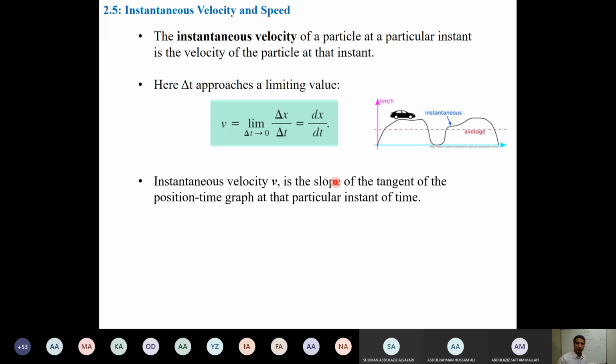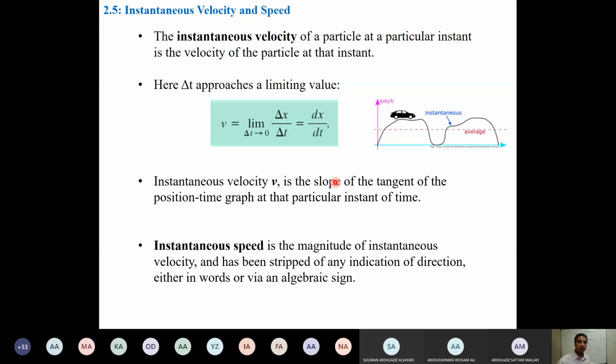Instantaneous velocity is the slope of the tangent of the position time graph at that particular instant of time. This statement may not be understandable at this point, but I can explain it in the next slide. The instantaneous speed is the magnitude of instantaneous velocity and has been stripped of any indication of the direction, either in words or in algebraic sign.